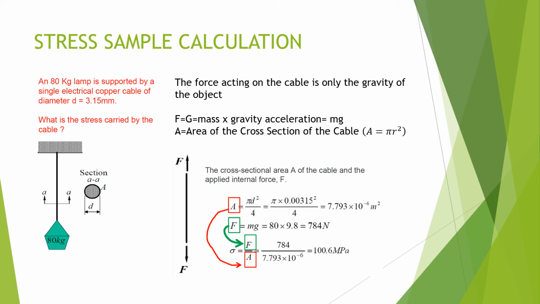gravity acceleration, and since we already have the diameter of the copper wire, we can easily use the formula to calculate the area of the cross section of the copper wire. After we have done both of those, we simply divide the gravity force by the area of the cross section. We can have the stress being 100.6 megapascal.